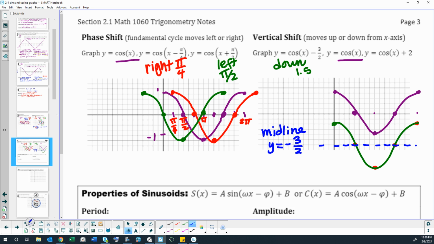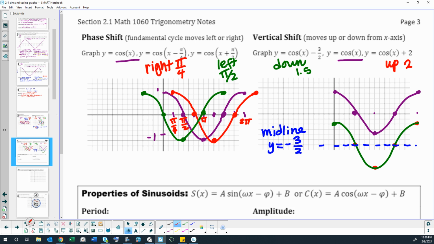I want you to be able to identify that. I was going to do cosine x plus 2, but based on the amplitude I gave my picture, I don't think I have room. So we can change the number on it, or we could just skip it. We did the one moving down, do we need one moving up? Or we could just say it moves up. You can sketch it if you want.